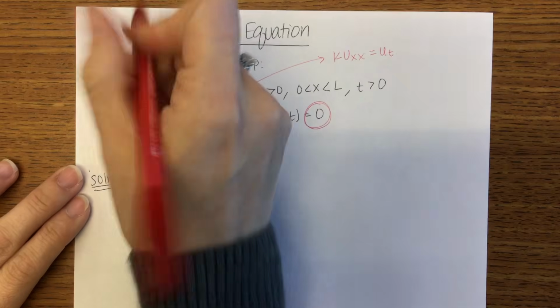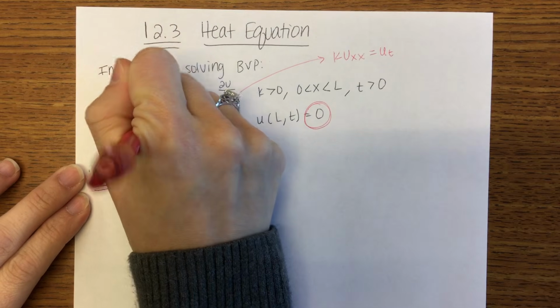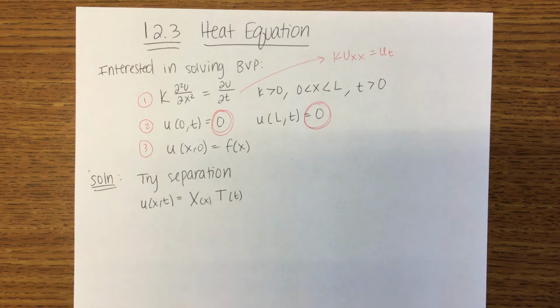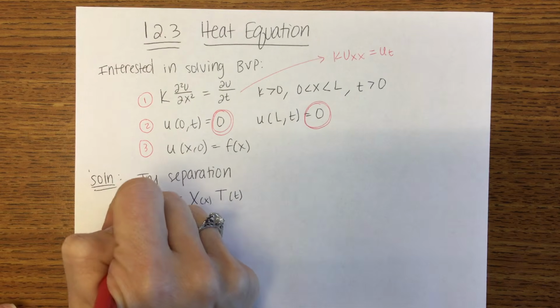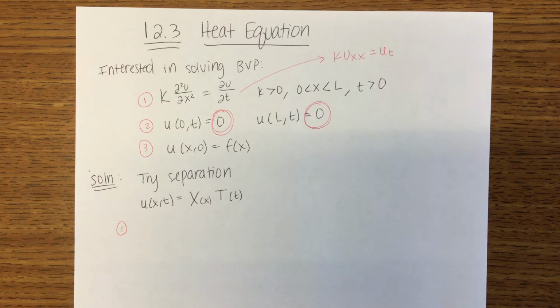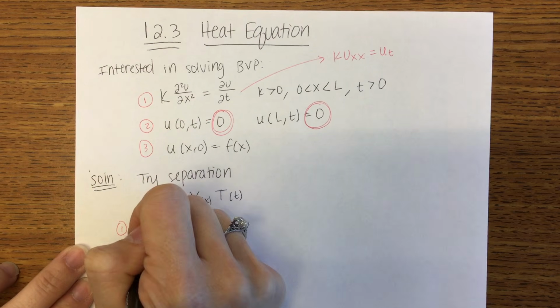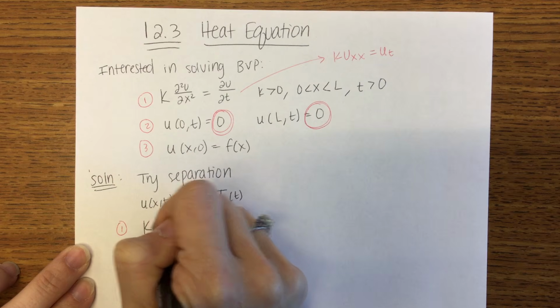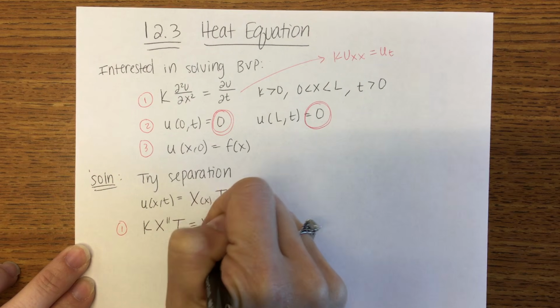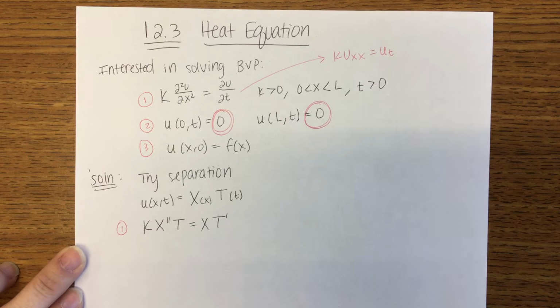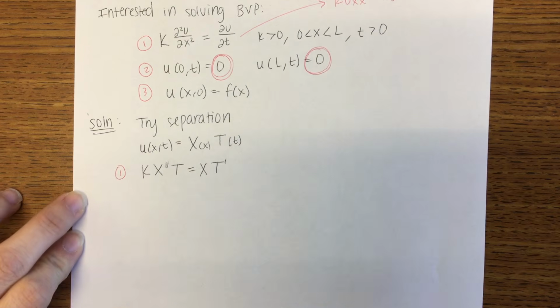I'm going to number these equations, or the equation and the conditions, because we're going to need all of those at a certain point in time. So if we use our U of x,t and we plug it into this first equation here, we're going to get K times X double prime T equals X T prime. And again, remember I'm dropping the little x. So this is not a variable x. This represents a function.